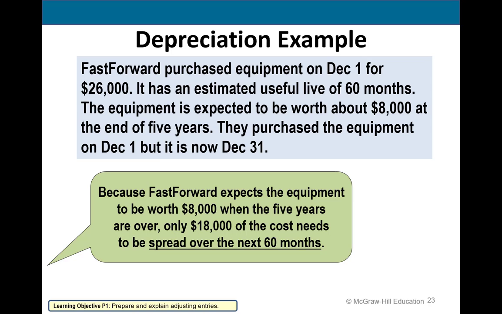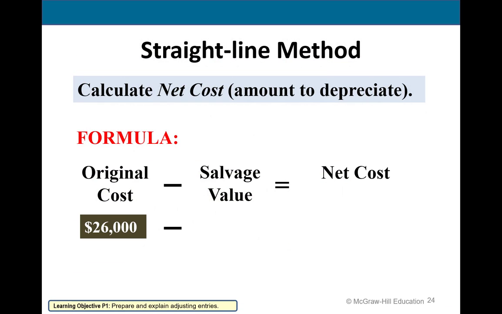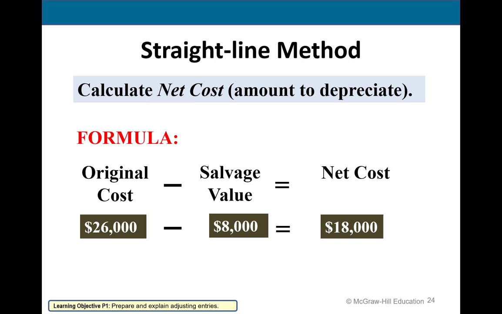In order to do that, the first step is the purchase of the equipment, $26,000, and we're going to have to depreciate that cost. So the $26,000 minus the $8,000 salvage, my net cost is $18,000. That is what I'm going to depreciate.